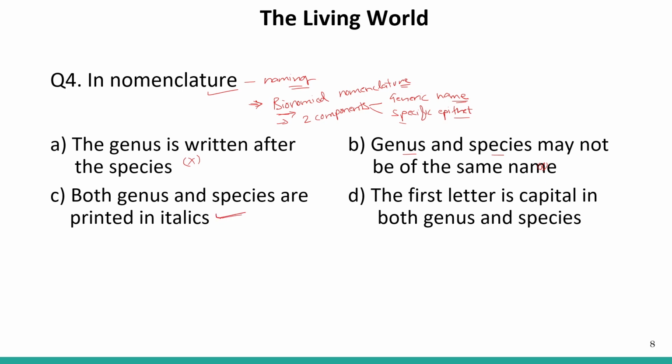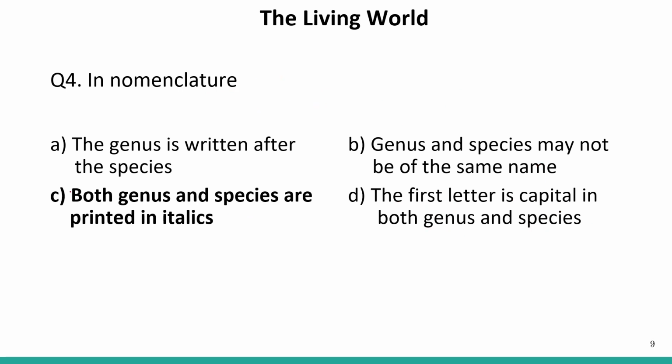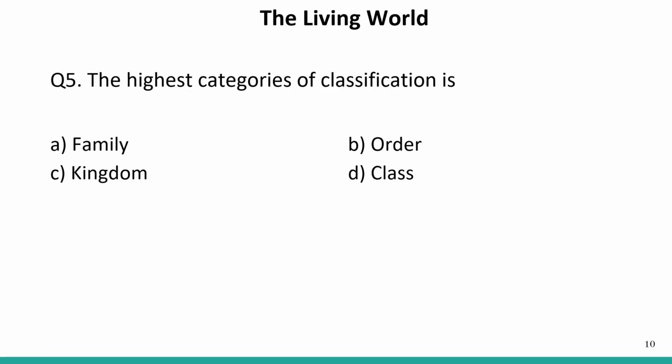Alright. The scientific name is italicized, so as to denote that it is written in Latin. The next option, the first letter being capital in both genus and species, is also not correct. First letter is only capital in the generic name and not in the specific epithet. So what should be the answer? Both genus and species are printed in italics during the nomenclature or naming of the organism.